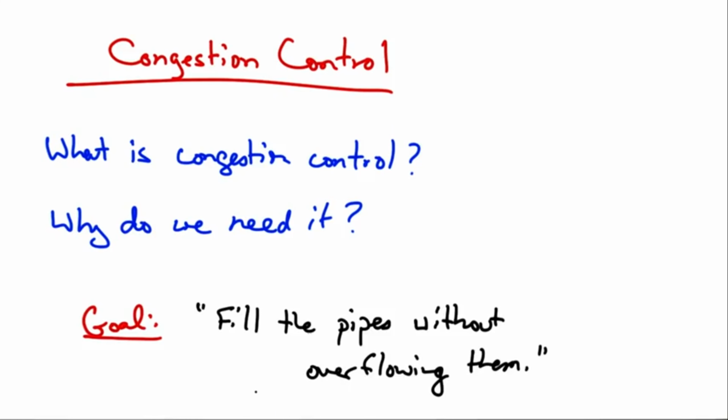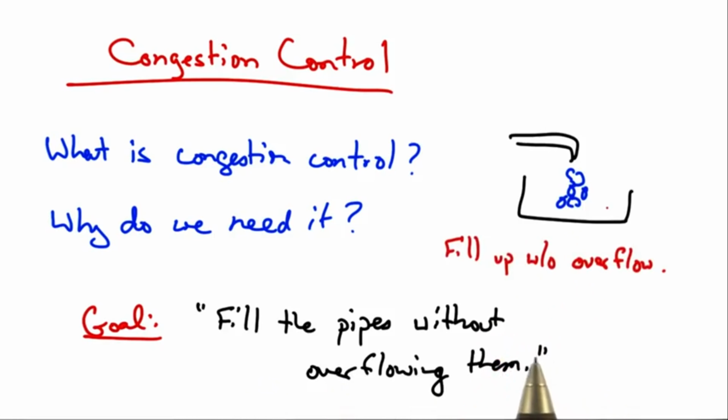So to think about this in terms of an analogy, suppose you have a sink and you're filling that sink with water. Well, how should you control the faucet? Too fast and the sink overflows. Too slow and you are not efficiently filling up your sink. So what you'd like to do is to fill the bucket as quickly as possible without overflowing. The solution here is to watch the sink, and as the sink begins to overflow, we want to slow down how fast we're filling it. That's effectively how congestion control works.